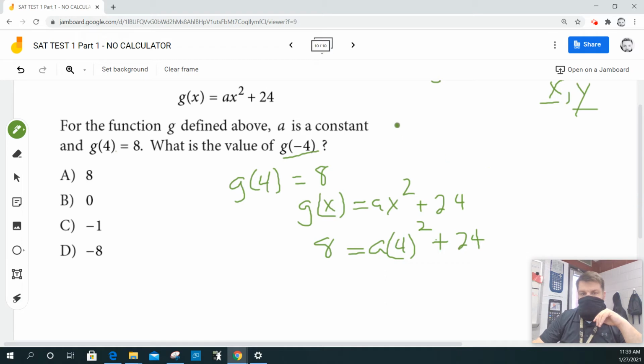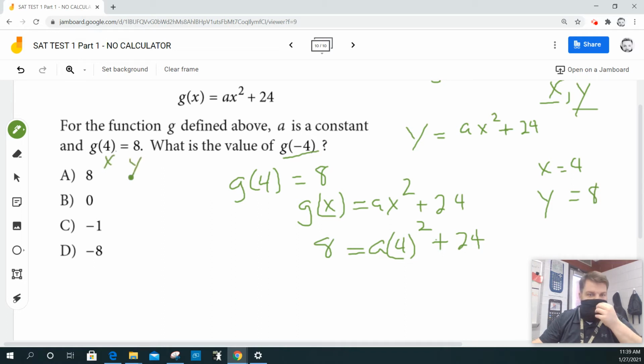And so what I'm doing is I'm rewriting the equation so it looks like y equals ax squared plus 24, and then I'm plugging in x equals 4, y equals 8. I got all that from this. This is the x and this is the y. So now let's plug and chug. 8 is equal to a, but 4 squared is what? 4 times 4, which is 16, so that's the same as 16 times a, plus 24.